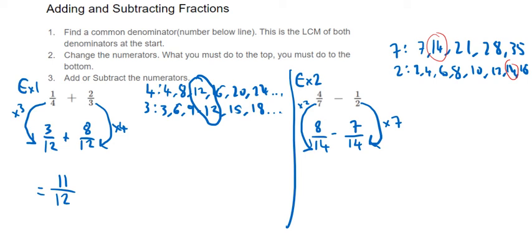And last step again, I just subtract the two numerators this time because obviously there's a subtract in the middle. So 8 minus 7 is 1, so 1 over 14. So that's my final answer.